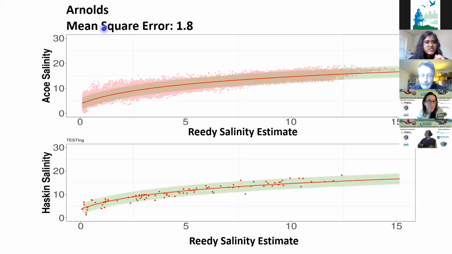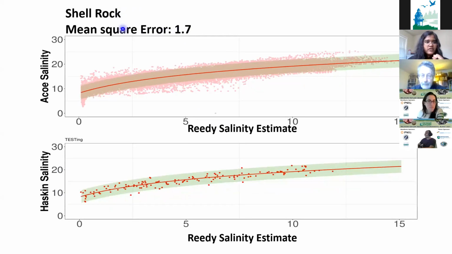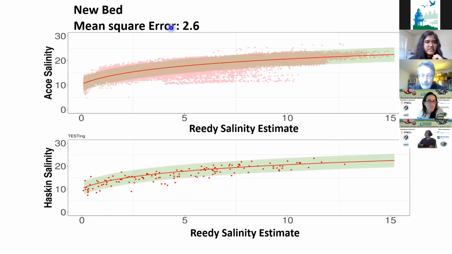For Arnold station, the mean square error was 1.8. For Cohansey station, the mean square error was 2. For Shell Rock, the mean square error was 1.7. For New Bed, the mean square error was 2.6.